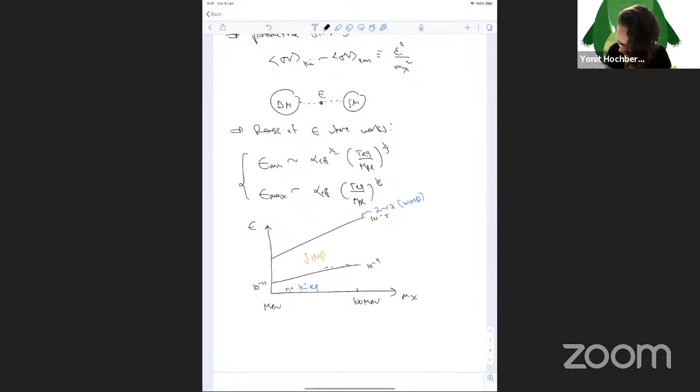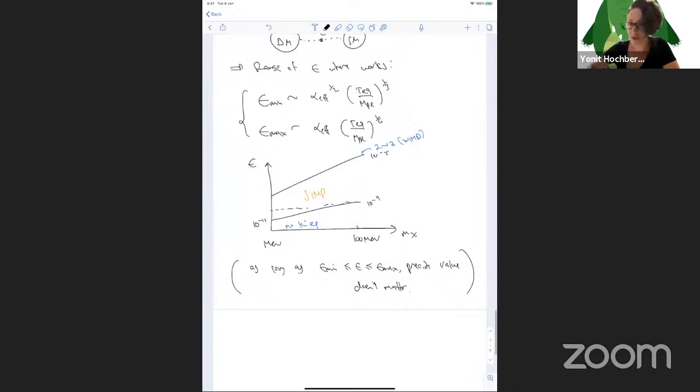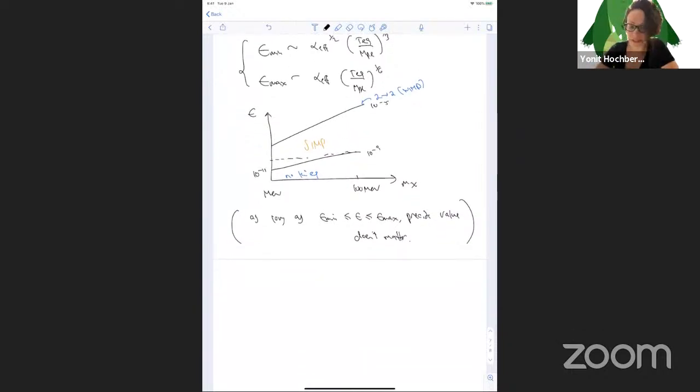As you see, there's really a broad range, a few orders of magnitude, for where this coupling is. And once we're in that regime, the size of that coupling doesn't matter. Our relic abundance is dictated by the 3-to-2 annihilations that we described earlier. So as long as epsilon is between epsilon min and epsilon max, its precise value doesn't matter. So this is the SIMP mechanism.